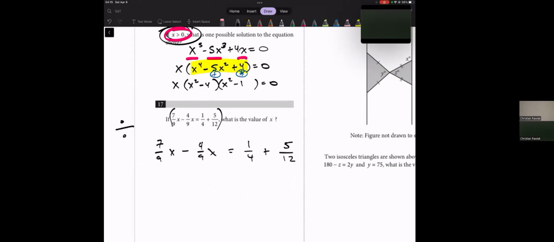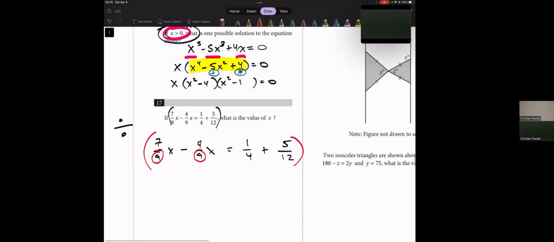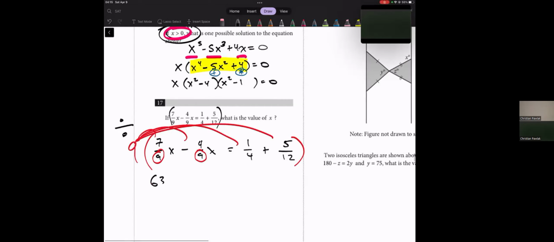Fractions are just something divided by something. And how do I undo division? I use multiplication. So let's say I want to get rid of these 9s, because there's 2 of them. I'm going to multiply 9 by everything and literally distribute to everything. What does that give me? 9 times 7 is 63 over 9x minus 9 times 4 is 36 over 9x equals 9 over 4 plus, and then 9 times 5 is 45 over 12.